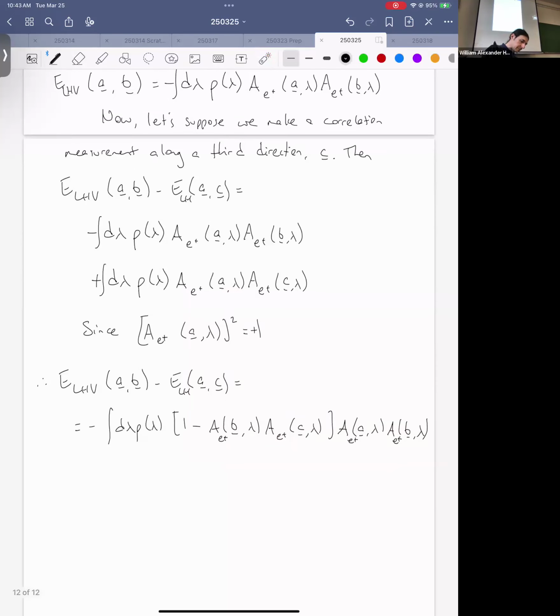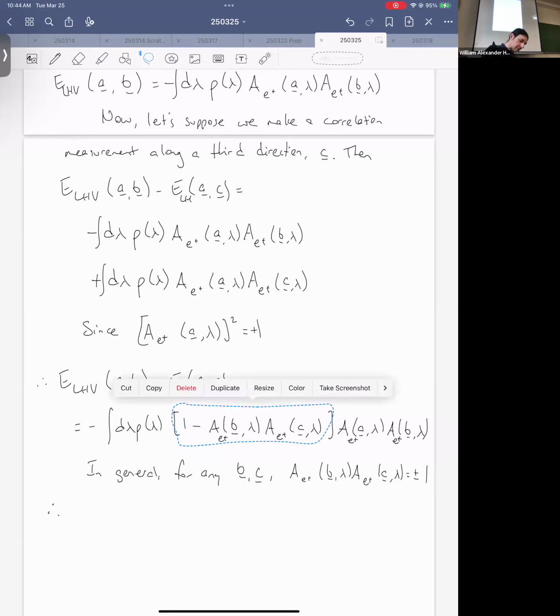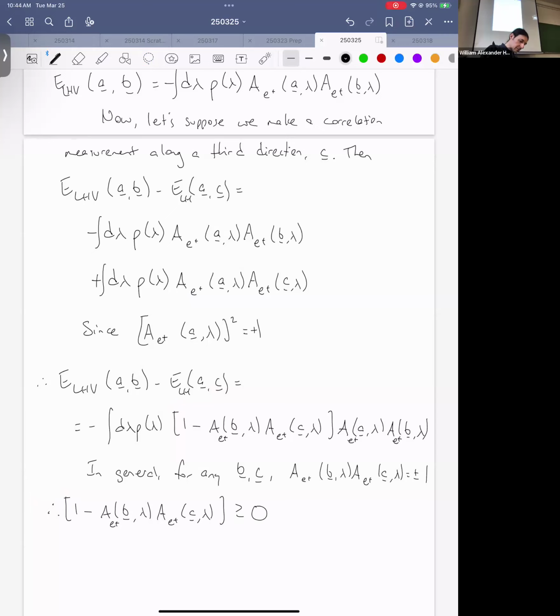So in general, for any b vector and c vector, we know that A_E plus b vector times A_E plus c vector at lambda is equal to plus or minus 1. And so this quantity, 1 minus this stuff, is always greater than or equal to 0, because it's going to be either 0 or 2, which is greater than or equal to 0.